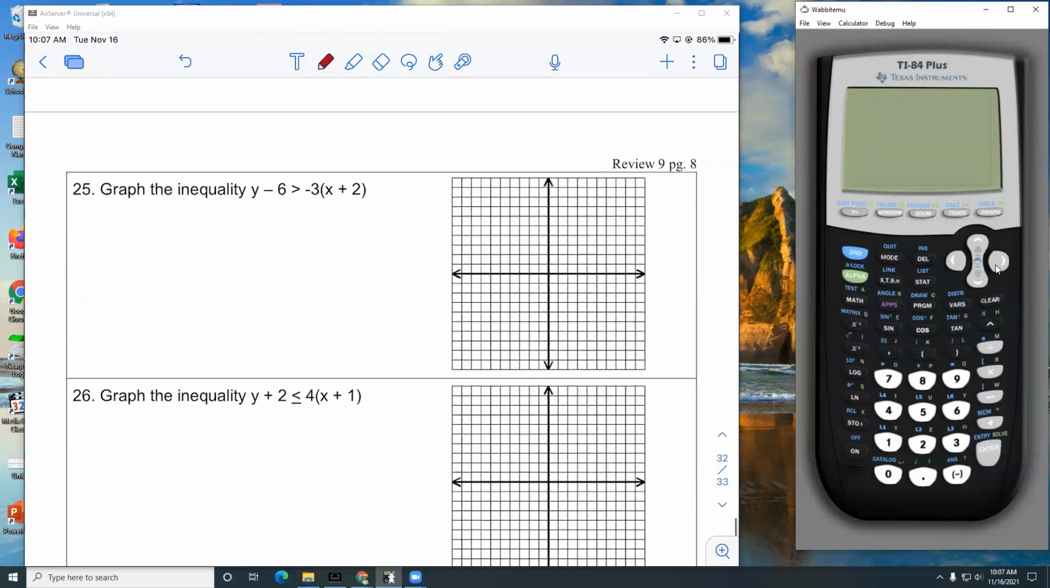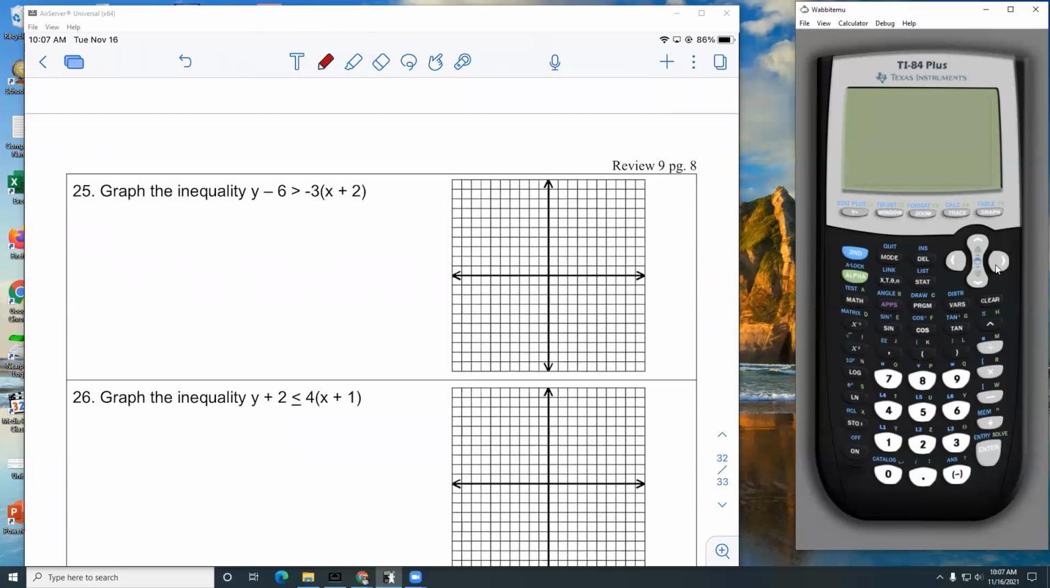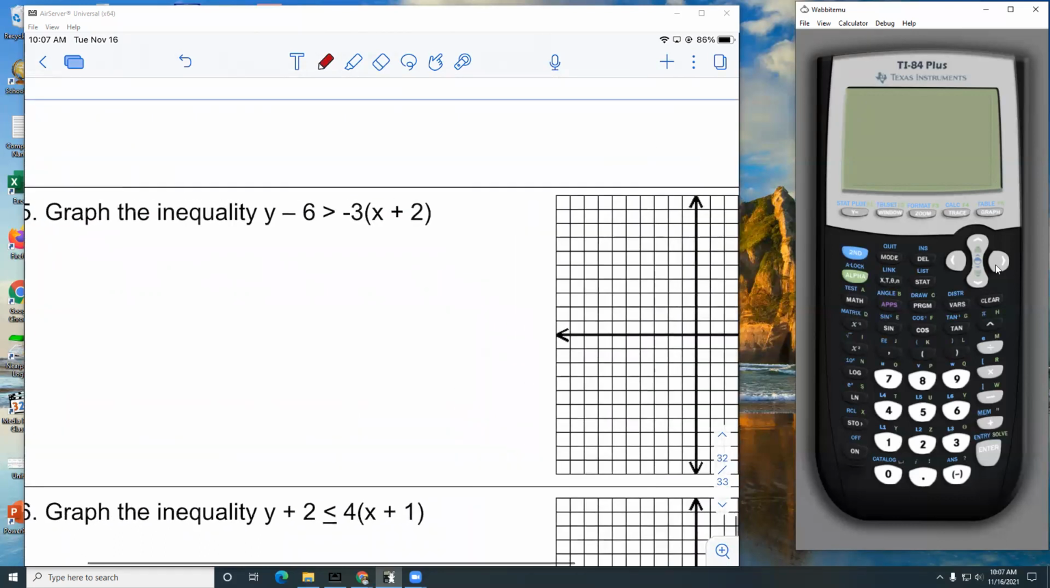Last page, guys, we're almost done. Graph the inequality. Here we go. Let's get y by itself.